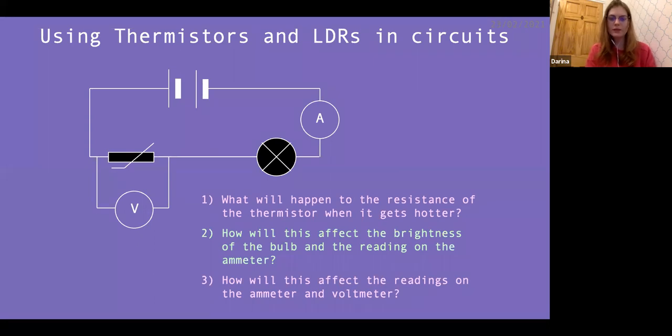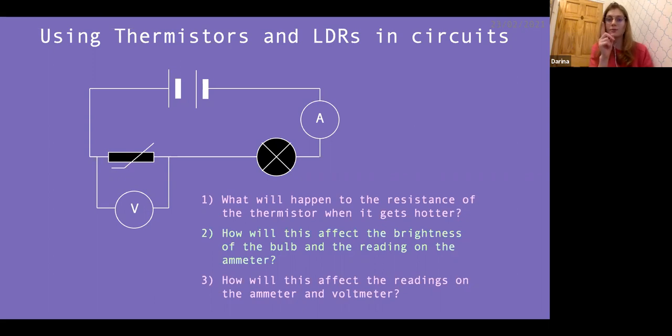Okay, so we've got the resistance. Great, so the resistance will decrease. Thinking about our previous graph, the hotter the temperature, the lower the resistance. Excellent. Part two, how will this affect the brightness of the bulb and the reading on the ammeter? So how will that decreased resistance affect the brightness of the bulb and the reading on the ammeter?